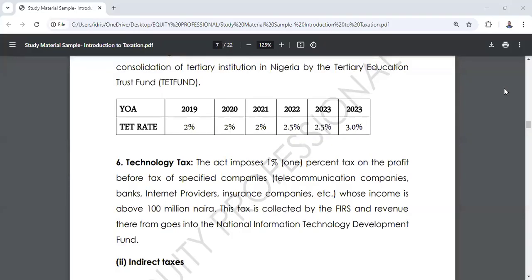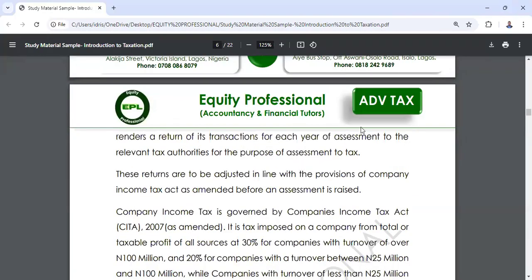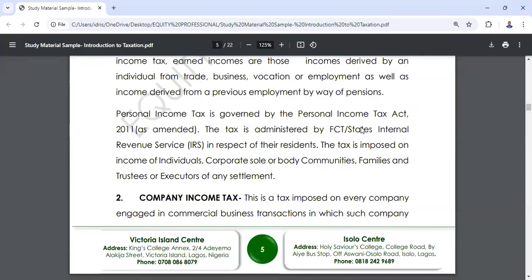Assuming your chargeable income in a year is 700,000, how do I get your personal income tax rate? Personal income tax you are going to pay. Assuming your chargeable income is 700,000, how do I compute your personal income tax? Let me take you back to this table. Under progressive tax, I give you a table of personal income tax.